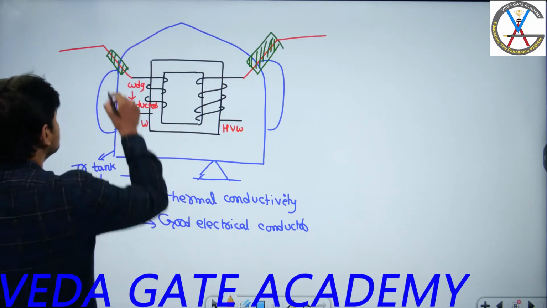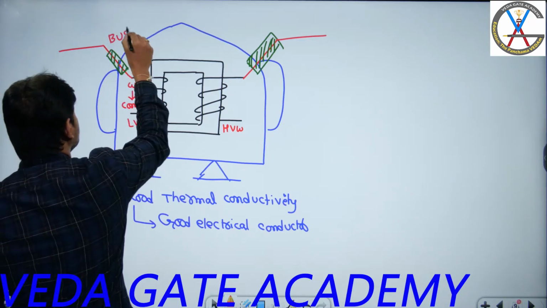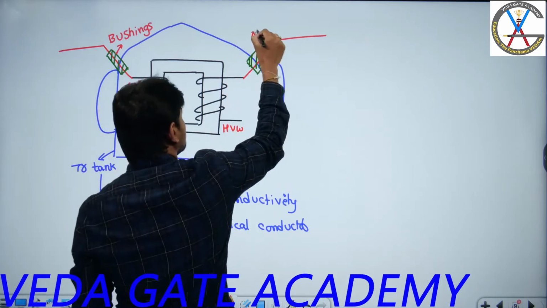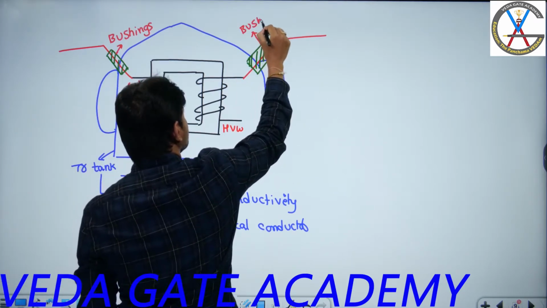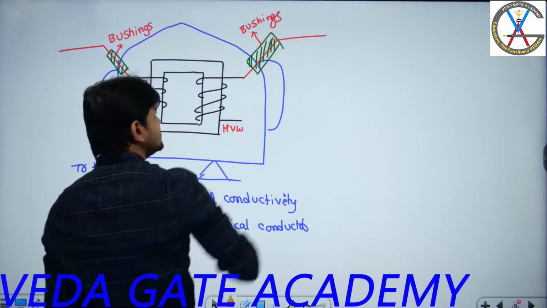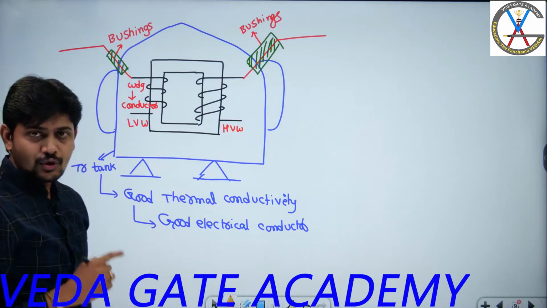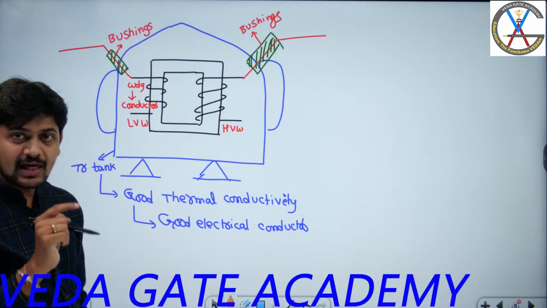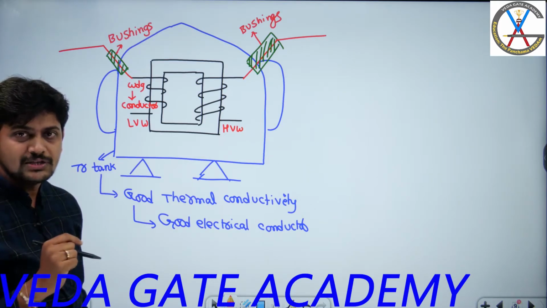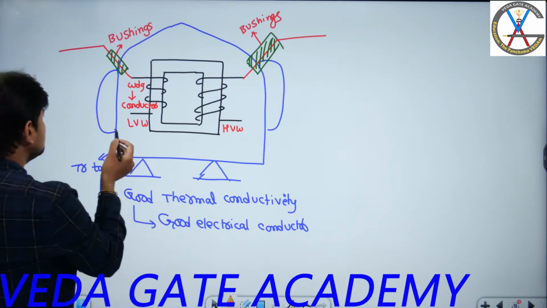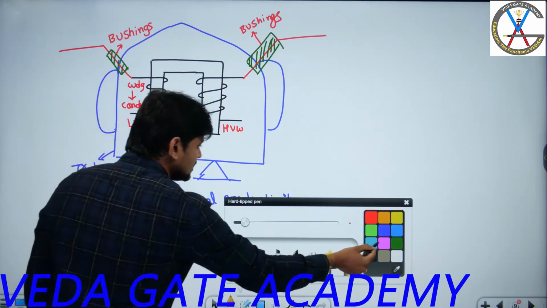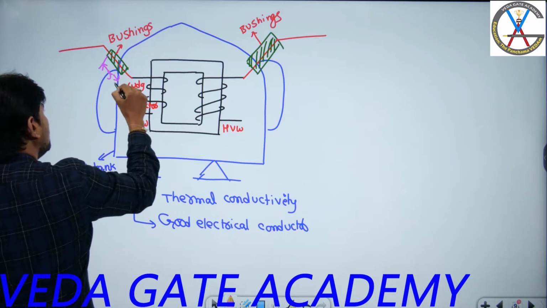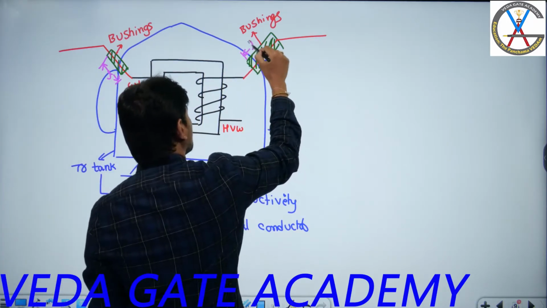In transformer terminology we can call these insulators bushings. This is one bushing and this is another bushing. The point you need to understand here is whether the LV winding bushing length will be less or more compared to the HV winding bushing length. Obviously, for a LV winding, the length of this bushing will be small, whereas the length of this bushing will be more.